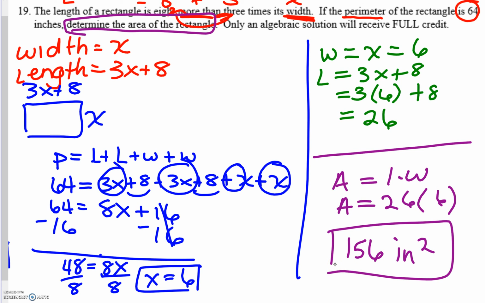Just a reminder, there is another perimeter formula. It is 2L plus 2W. But I feel like some of you guys forget to multiply, so you could stick with that, just to add all 4 sides.